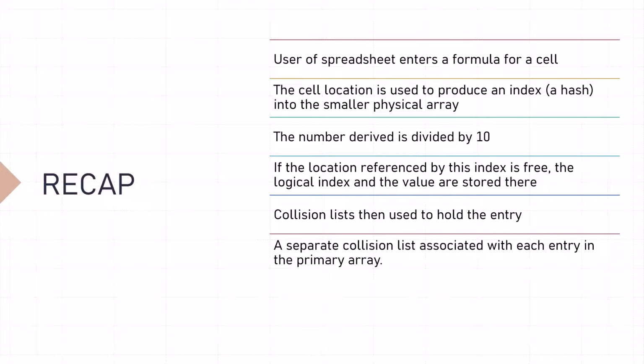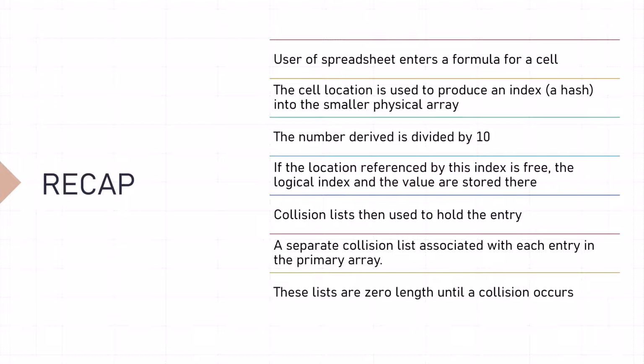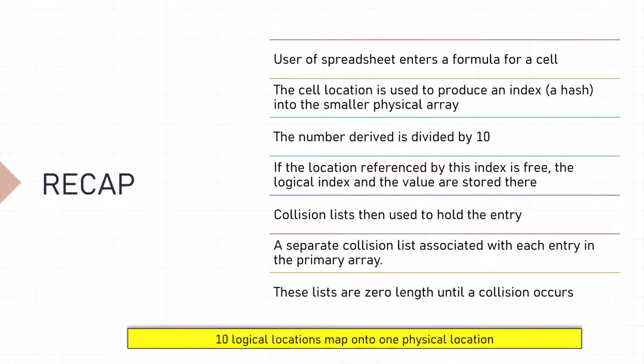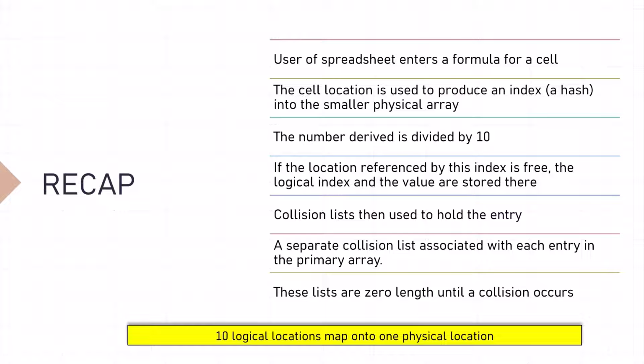Remember that there will be a separate collision list for each entry in the primary or the physical array. And the length of each collision list will always be 0 until and unless a collision occurs. Now, if we have 2600 locations in the logical array and we have 260 in the physical array, how many of the logical locations will map onto the same physical location or onto one physical location? And if you do the math, that would be 10 logical locations mapping onto the same physical location.